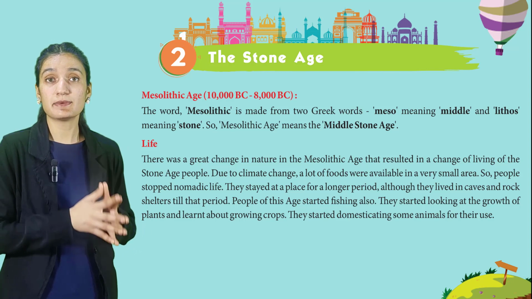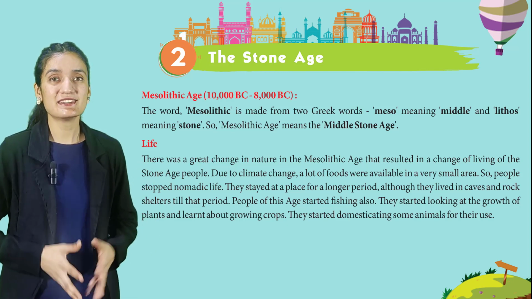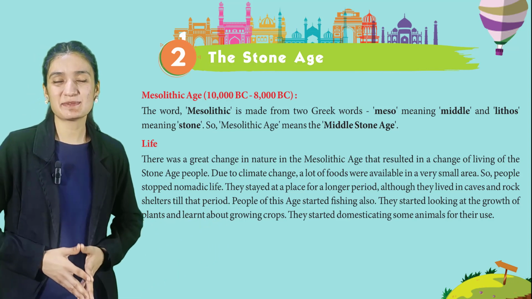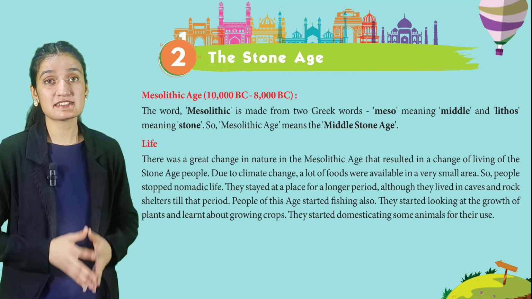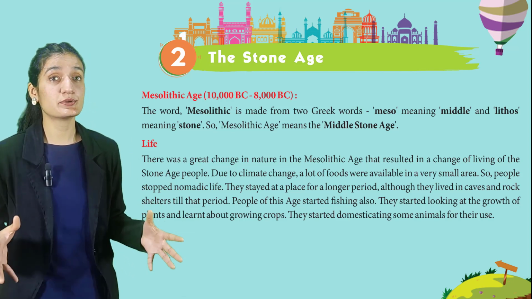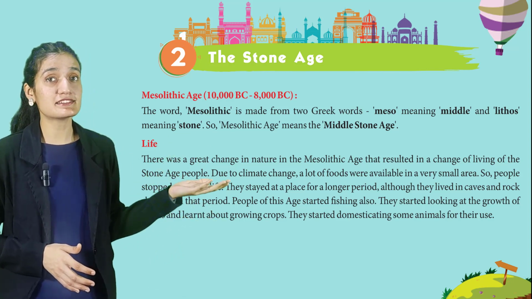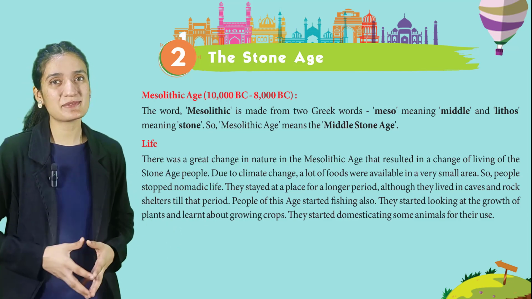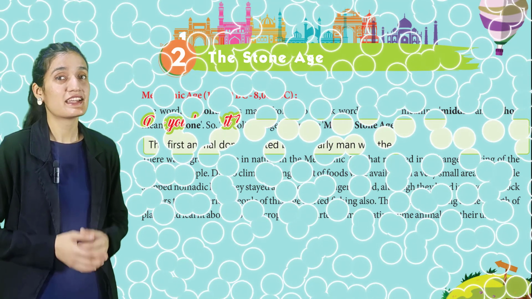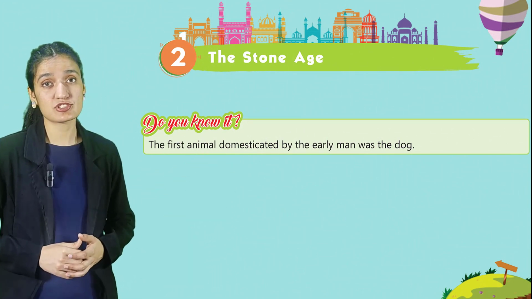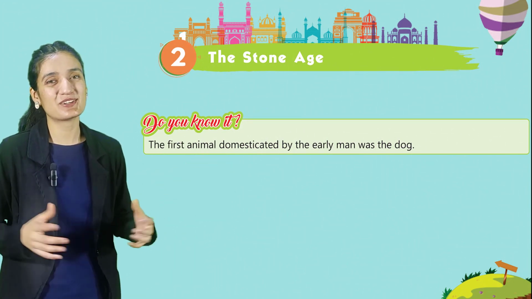They stayed at a place for a longer period, although they lived in caves and rock shelters till that period. People of this age started fishing also. They started looking at the growth of plants and learned about growing crops. They started domesticating some animals for their use. Now students, do you know it? The first animal domesticated by the early man was the dog.